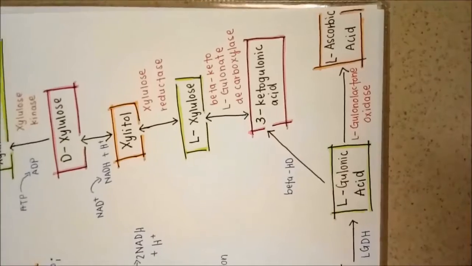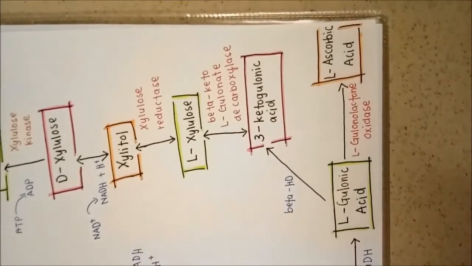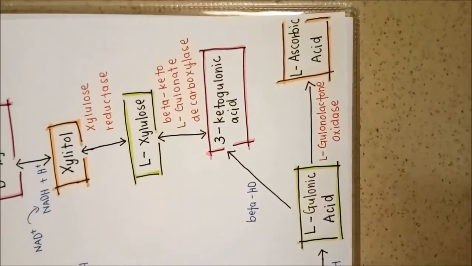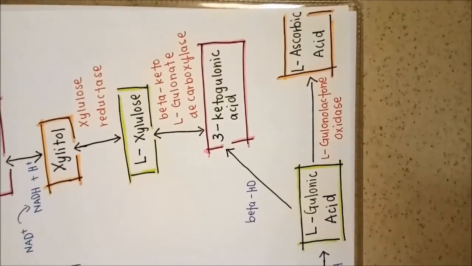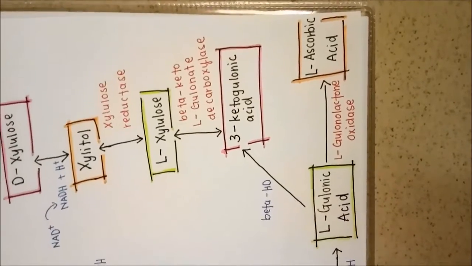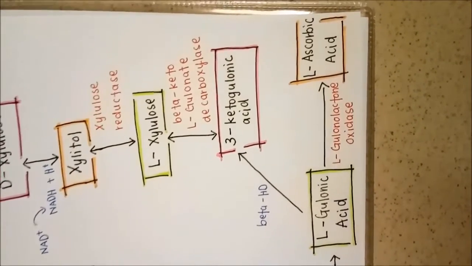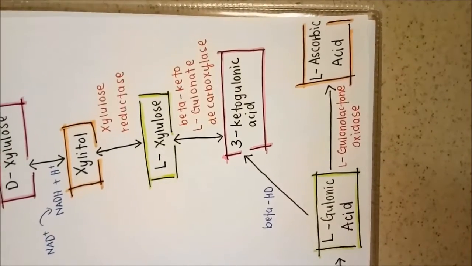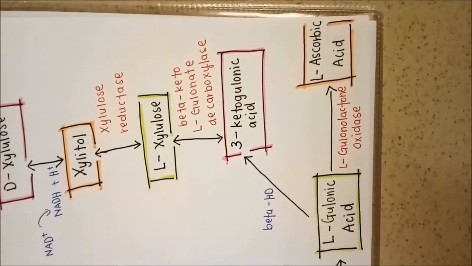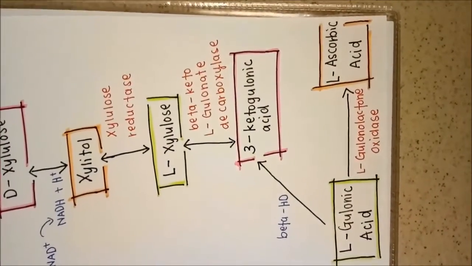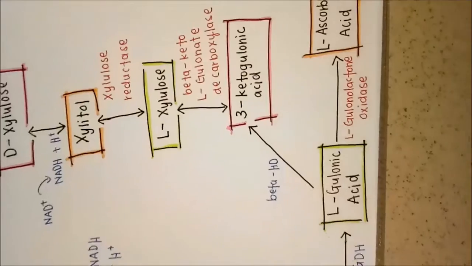L-gulonic acid is converted into two products, which are L-ascorbic acid and 3-ketogulonic acid. L-ascorbic acid uses L-gulonolactone oxidase enzyme, while 3-ketogulonic acid uses beta-HD.